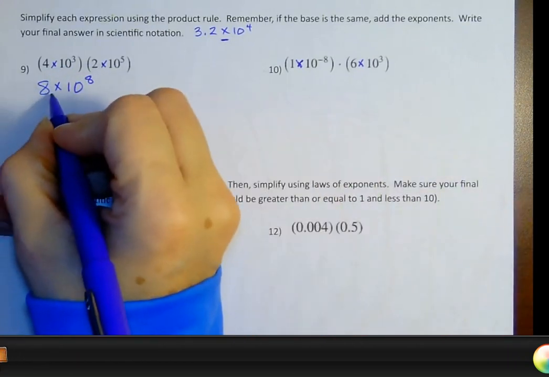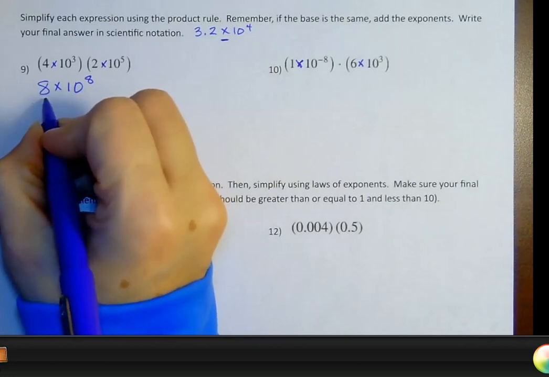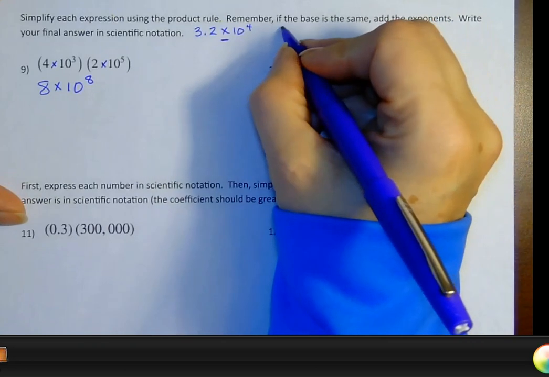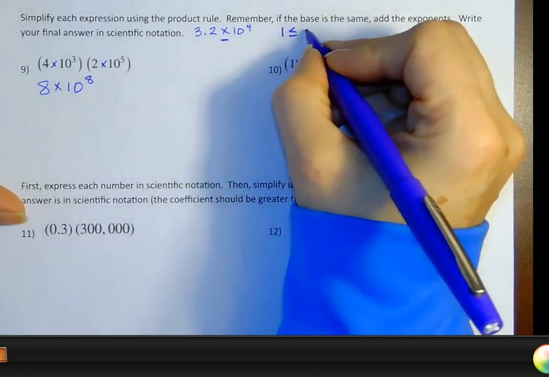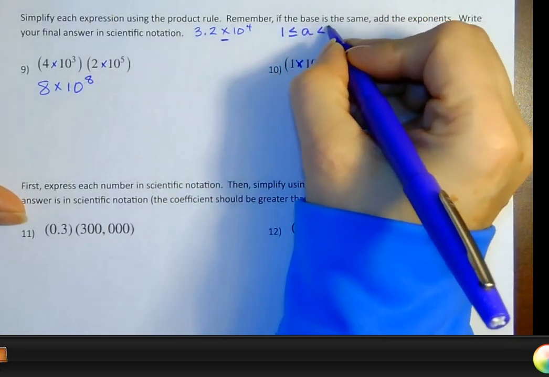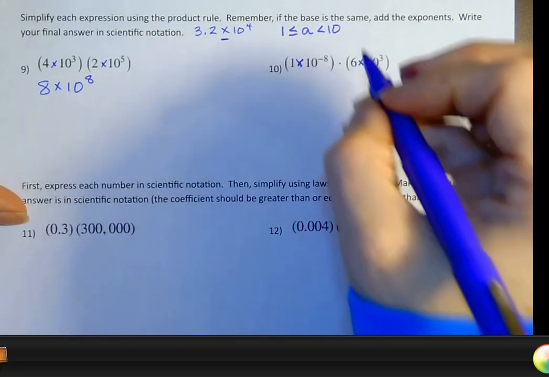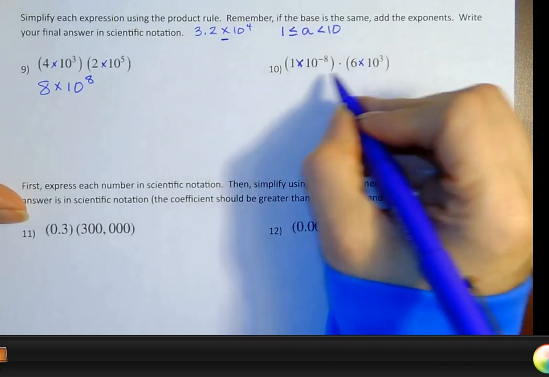I want to double check that my coefficient here, or my factor, is between 1 and 10. Remember, 1 has to be less than or equal to a, which is less than 10, when a is that factor. Okay, let's see if we can try this on number 10.